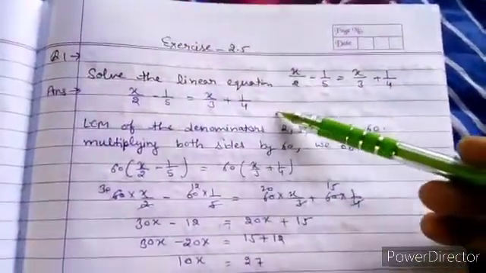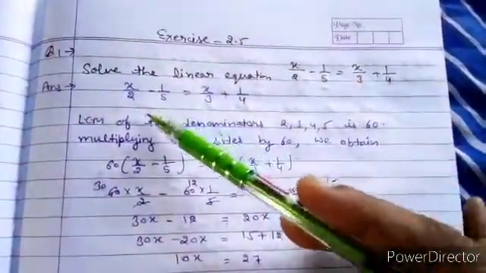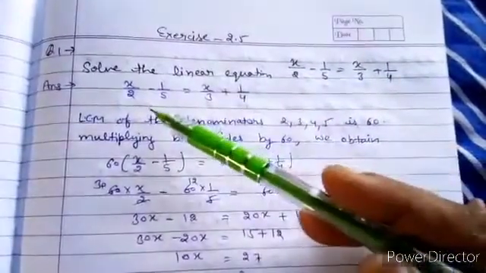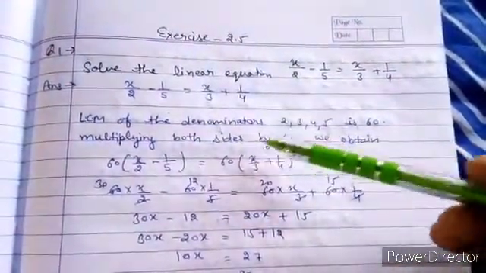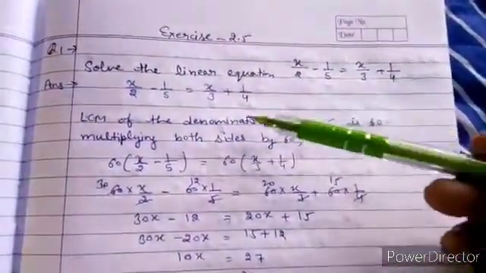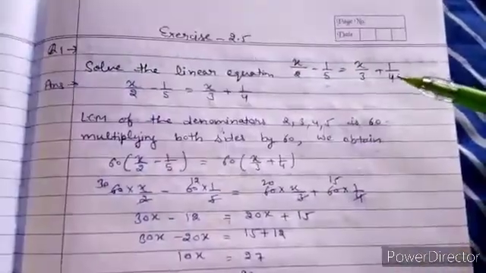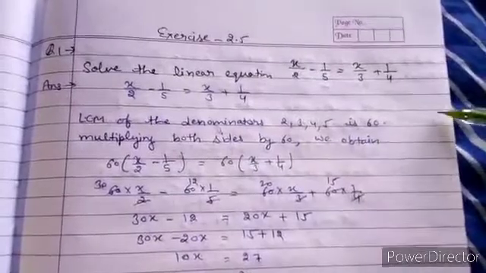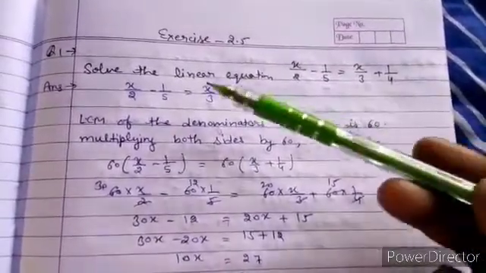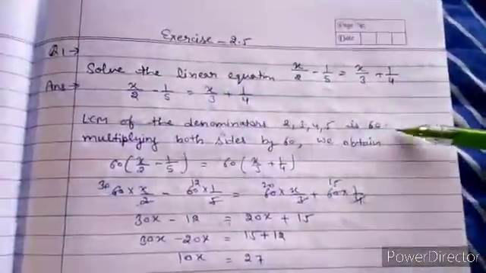This is the linear equation given to us. Now we can see the denominators. Here the denominators are 2, 5, 3, 4. We can take the LCM. You can take the LCM of 2, 5, 3, 4 in a rough notebook, or on the right hand side here you can show it. The LCM will be 60.